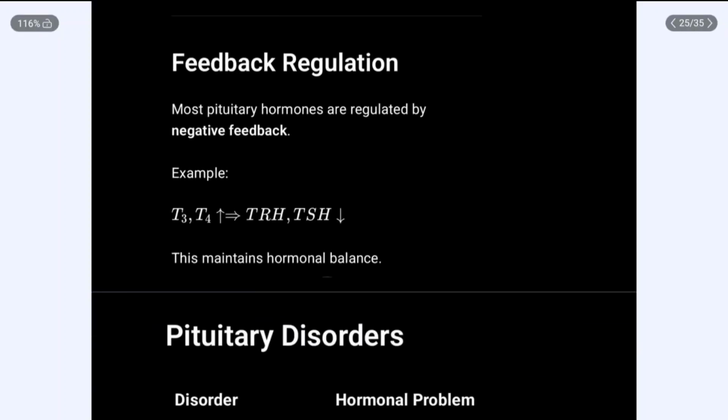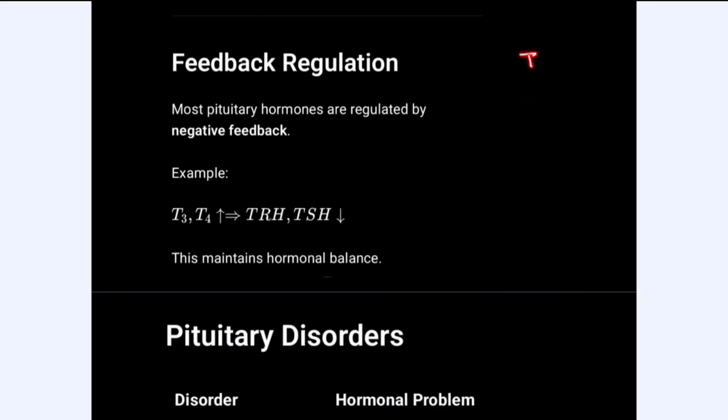Now what is feedback regulation? Most pituitary hormones are regulated by negative feedback regulation. There are two types of feedback regulation: number 1 positive and number 2 negative. In the positive feedback mechanism, we have learned that oxytocin shows positive feedback during childbirth, and we have seen that T3 and T4 show the negative feedback mechanism.